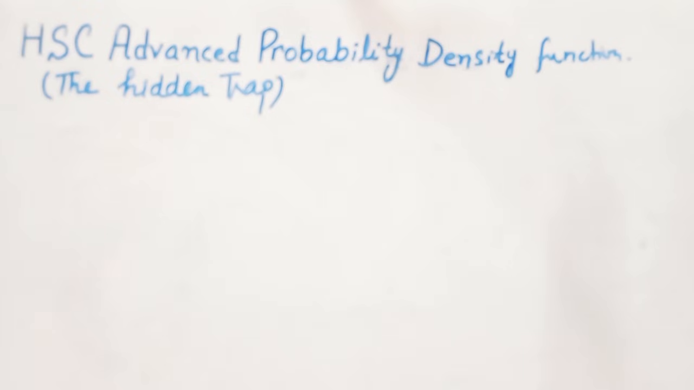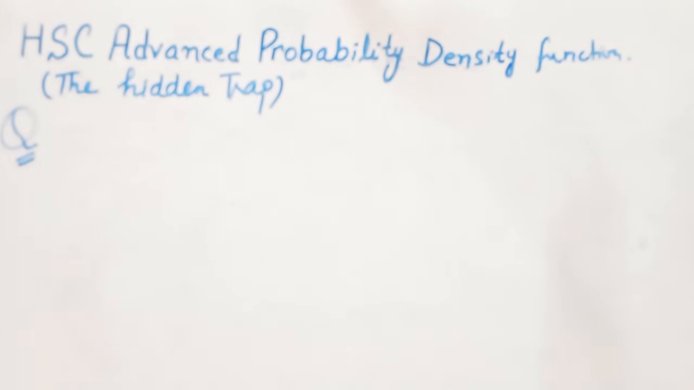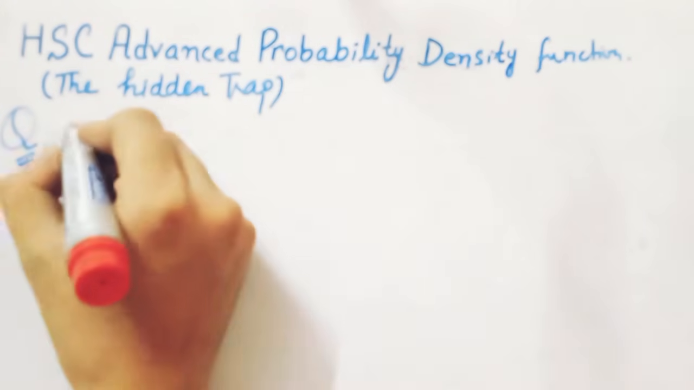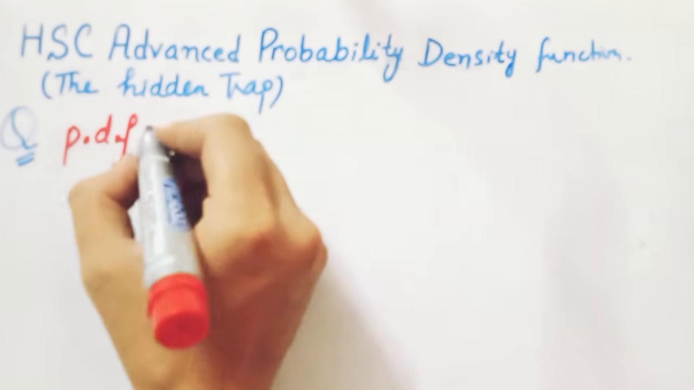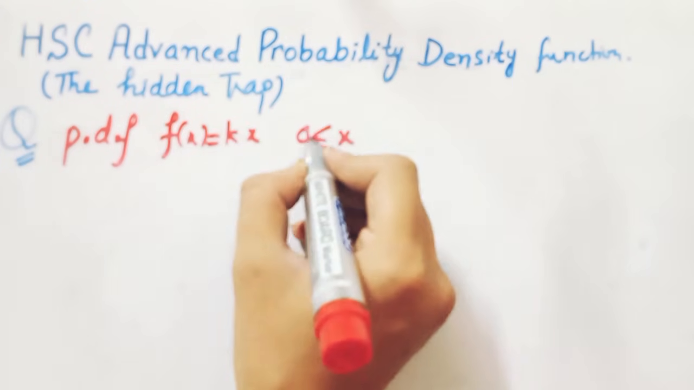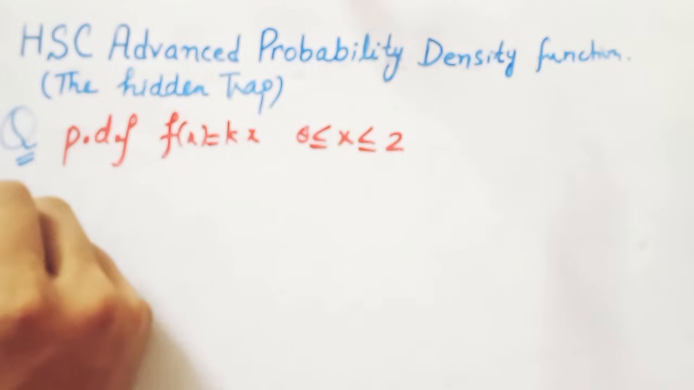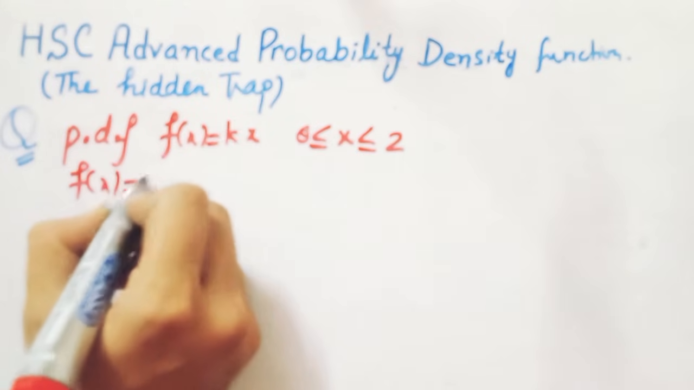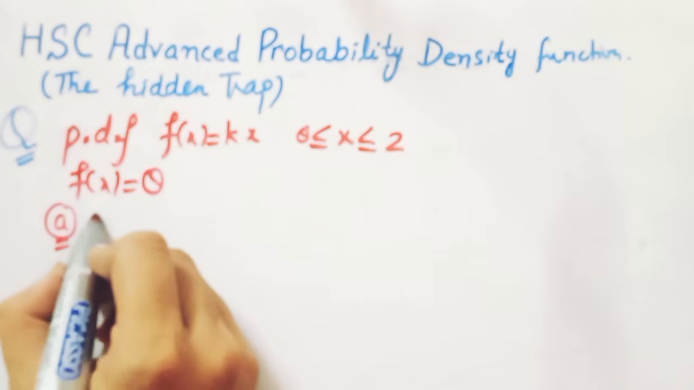So, how will we start this? A continuous random variable has probability density function f of x equals kx, for 0 less than x and x less than 2, and f of x equals 0 otherwise. In part a, first of all, find the value of k.